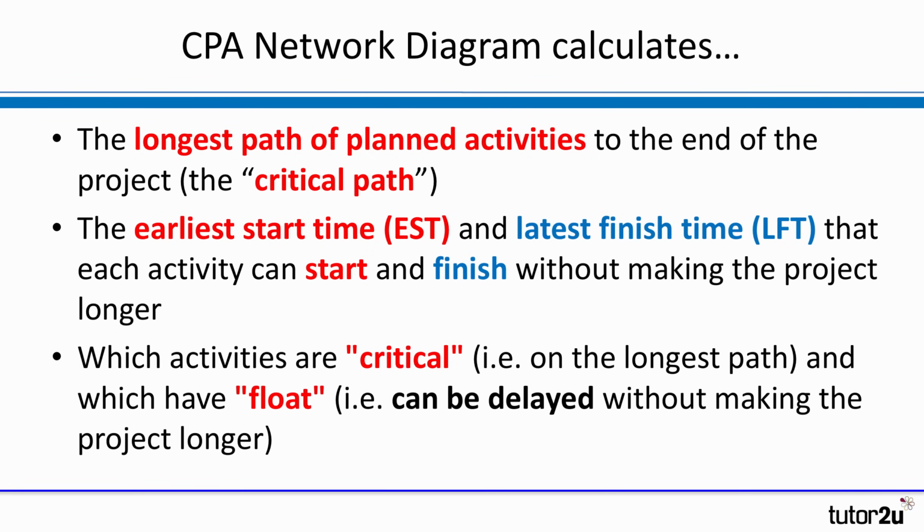They can't be delayed. When we work out the diagram, we're looking for the earliest start time that each activity can start, and of course taking into account the dependencies, the activities that have to be finished first, and then we work backwards to identify the latest finishing time that each activity can finish. And once we've done that, we're able to identify those activities that are on the critical path. That's the longest path. These are activities that can't be delayed without making the project longer.